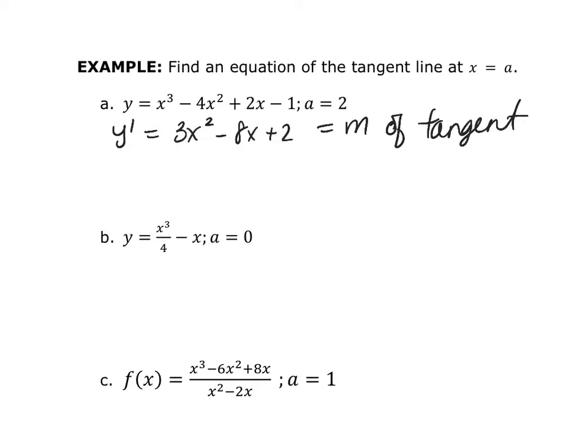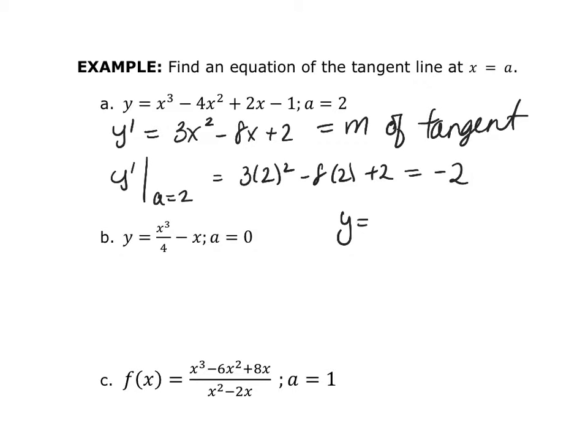All I did was find the slope of the tangent. I didn't find the equation of the tangent line. In fact, this isn't a line. So I need to find the actual slope. How do I do that? I'm going to plug in 2. So I'm going to do y prime evaluated at a equals 2. So I have 3 times 2 squared minus 8 times 2 plus 2. So what comes out? So my slope is negative 2.